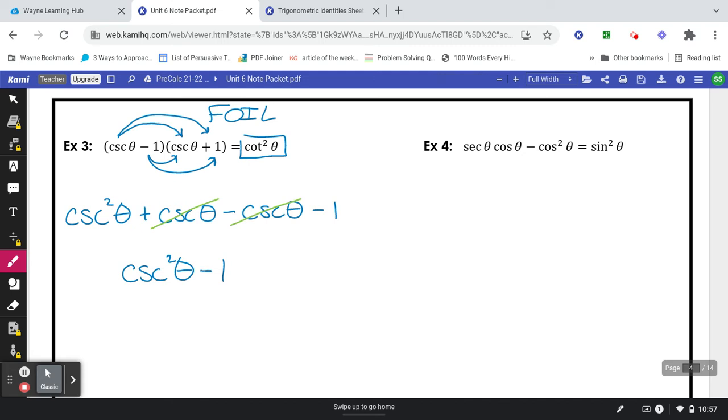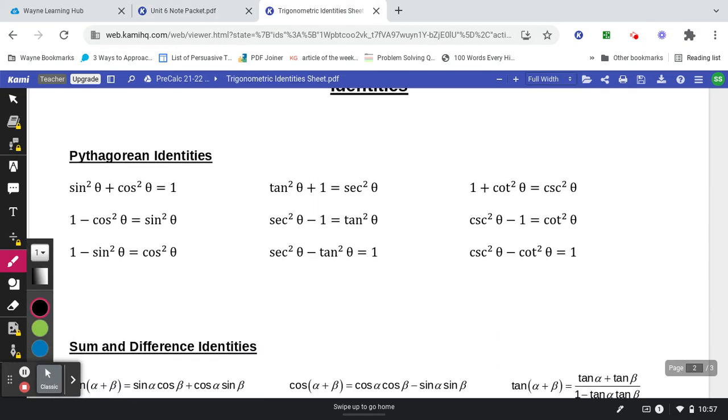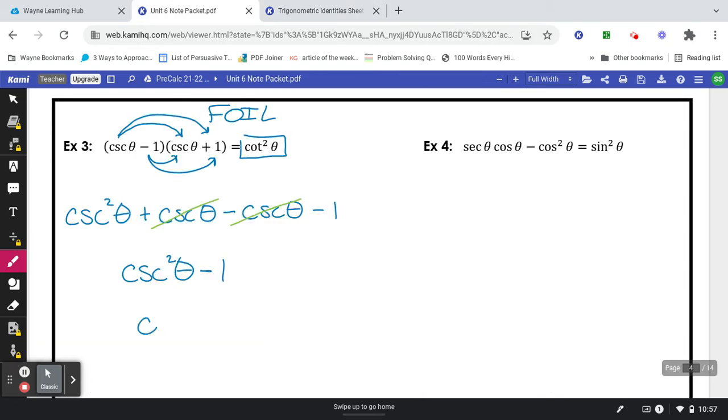Anytime I have something squared, I'm going to look at the back of my unit circle for my Pythagorean identities. And right over here on the right, we can see that cosecant squared minus 1 gets us cotangent squared. So I can just write this as cotangent squared theta, which is what we needed to get to. There we are.